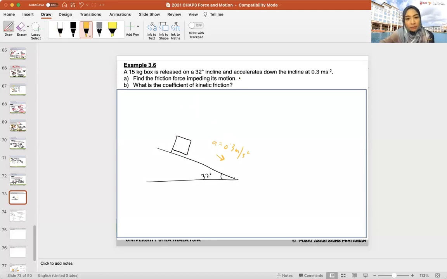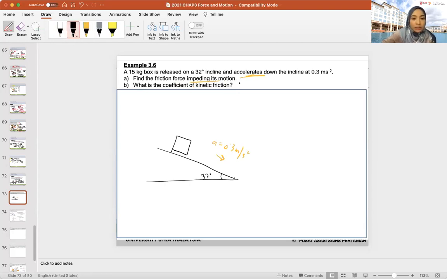So sekarang ni dia memang accelerate. Friction force ni impeding its motion ni in a sense that dia slow down the movement ke bawah tu. Dia bukan stop, dia impeding. Impeding tu macam opposing je lah, opposing its motion. So 15 kilogram box is released and accelerates, maksudnya dia tengah bergerak, dia tengah accelerating, but we have friction force that is opposing the motion, not necessarily keeping it from sliding, but just opposing it, causing it to slow down. And then it's asking what is the coefficient of kinetic friction.